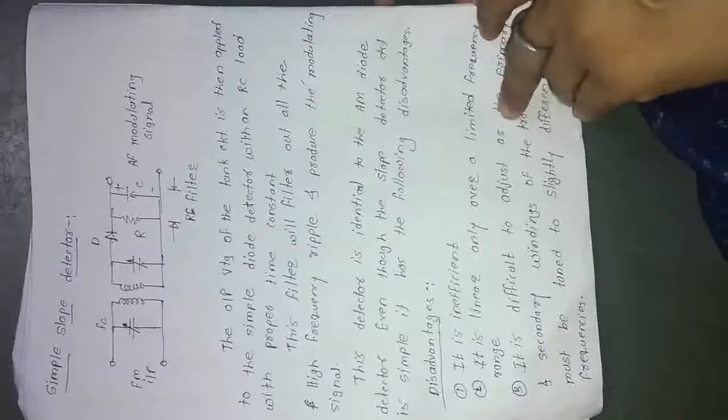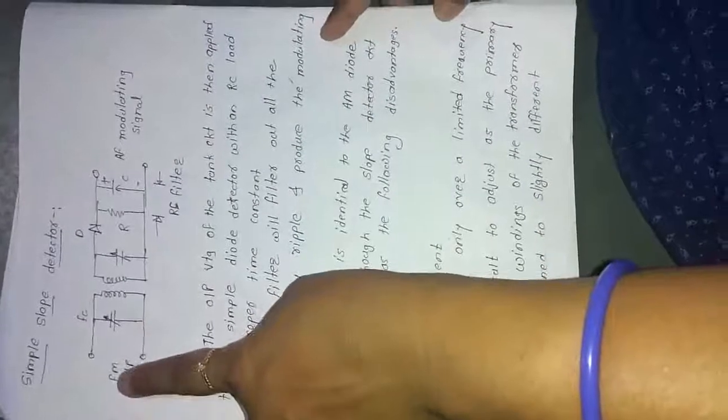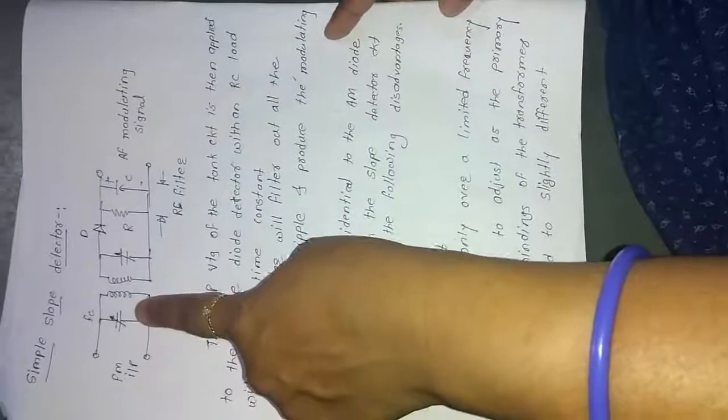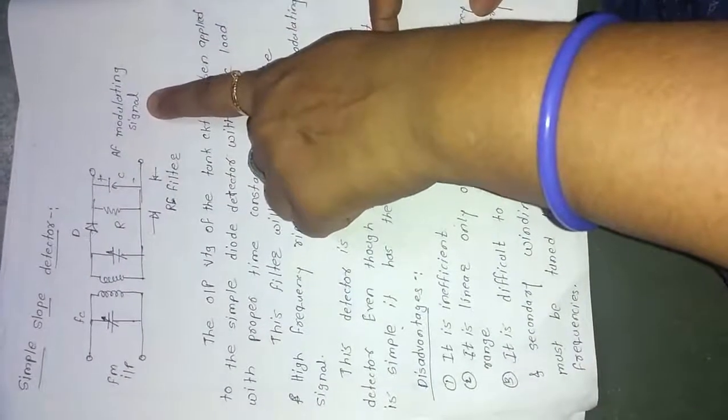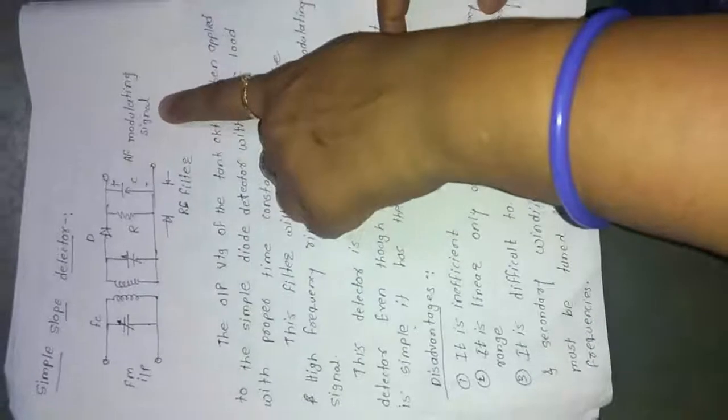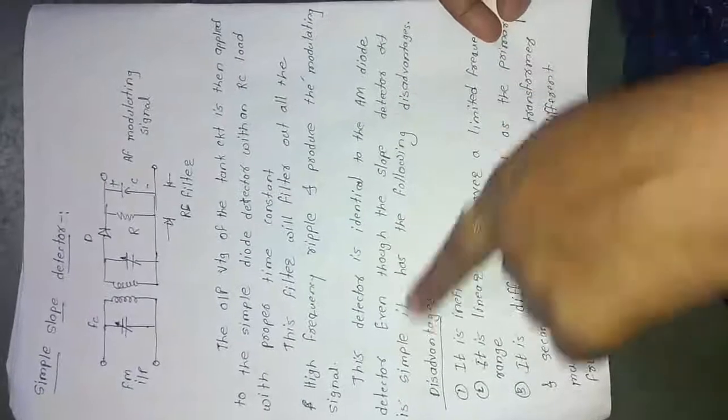Okay, in this detector circuit, what is given? The output of this tank circuit is then applied to a simple slope detector. The tank circuit is connected here. The output of that tank circuit is connected directly to the simple slope detector, and the RC load has a proper time constant. The time parameter is constant so that the frequency does not vary, because time and frequency are inversely proportional to each other. This filter will filter out all the higher frequency ripple and produce the modulating signal. That means whatever the original signal was used for the FM modulation, we will get it here by using that tank circuit. This detector is identical to the AM diode detector.